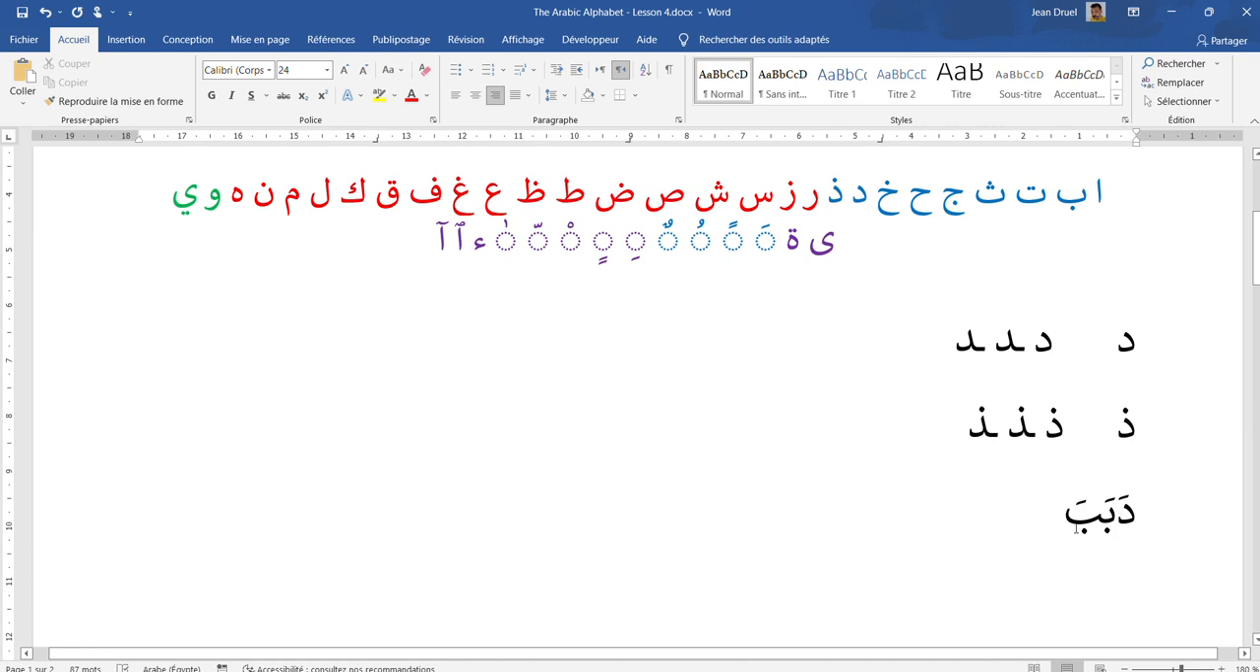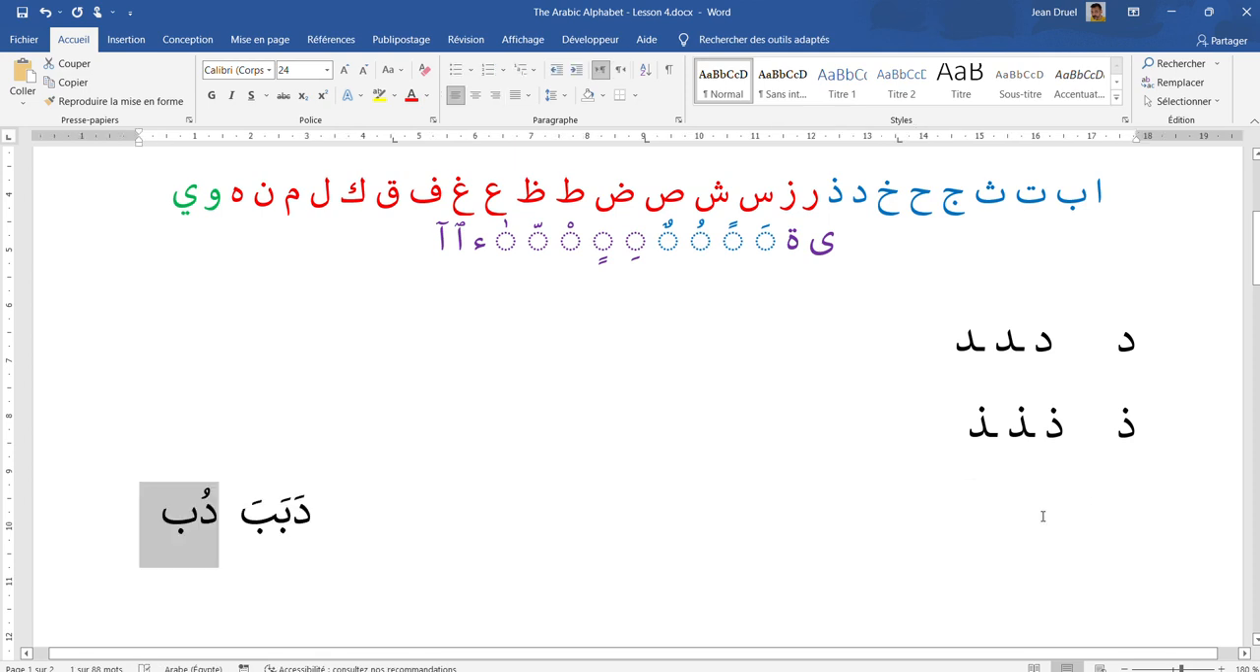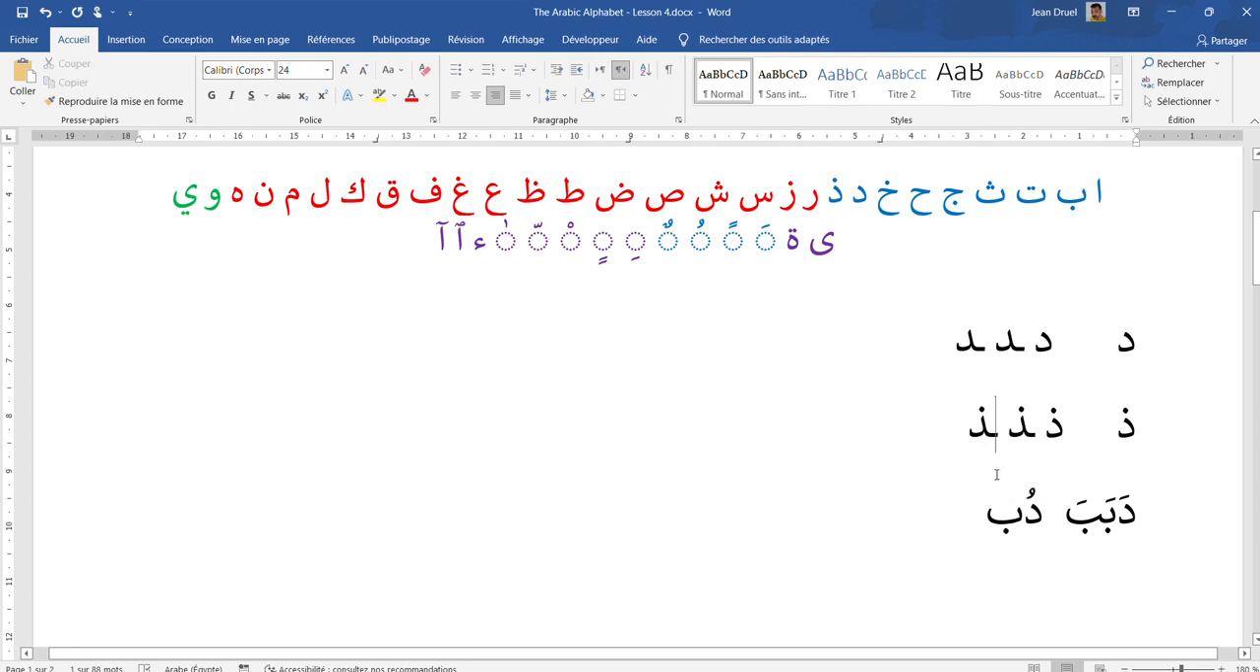Okay. For example, if I write that word, this is an actual word, it means the bear. Dub, a bear. Then we have, I mean, it looks like two isolated letters, but actually it's one word, and it's pronounced dub.